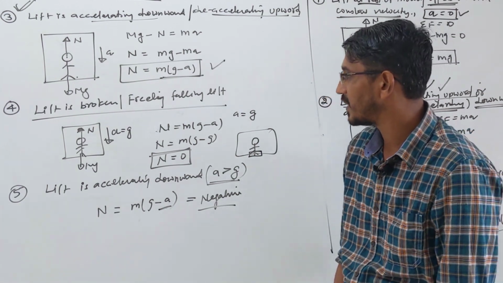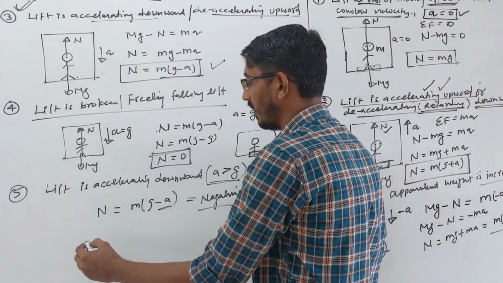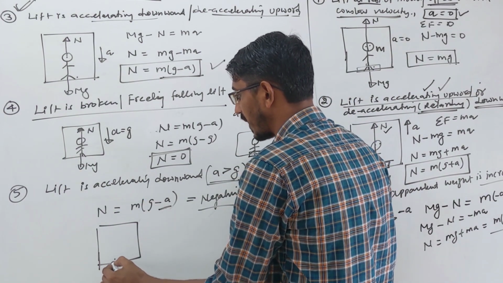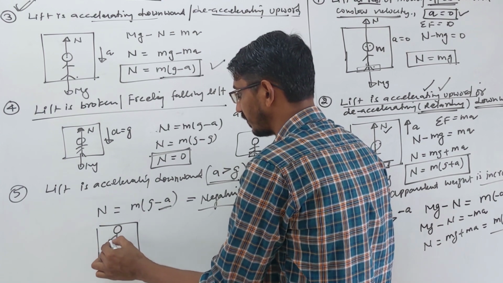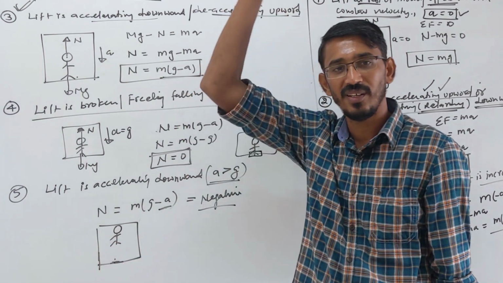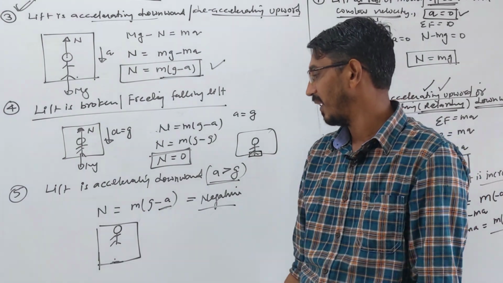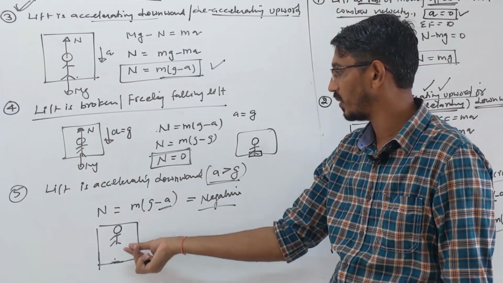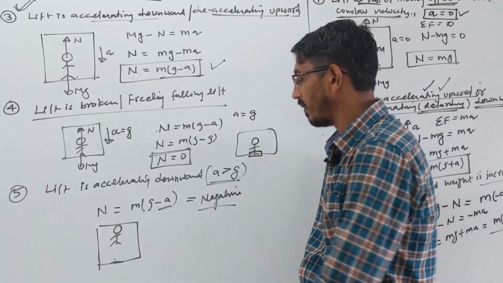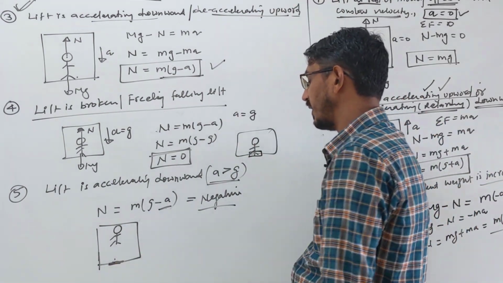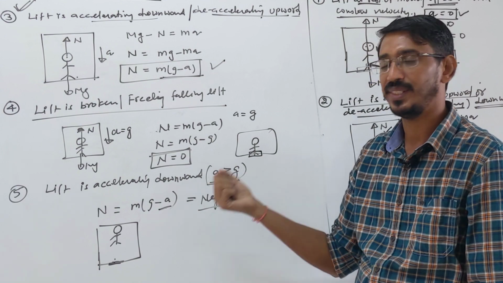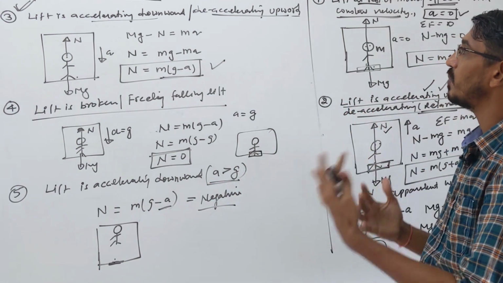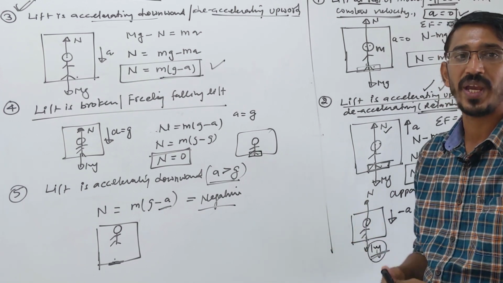Correct? It means what happens? This person will not be here. In this type of case, the person will not be able to stand on the floor. He will be touching the top of the lift. He will be flying in the air like that, or you can say he will stick to the top, the roof. He will not be able to stand on the ground if this acceleration is more. So these are all lift cases where the normal reaction is changing, so your apparent weight is changing.